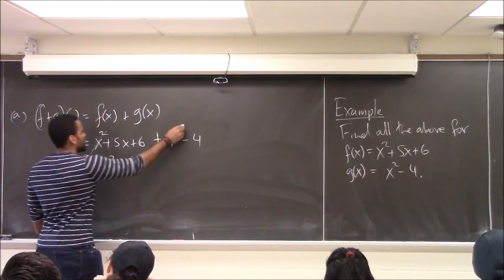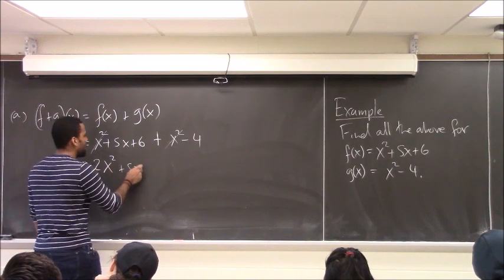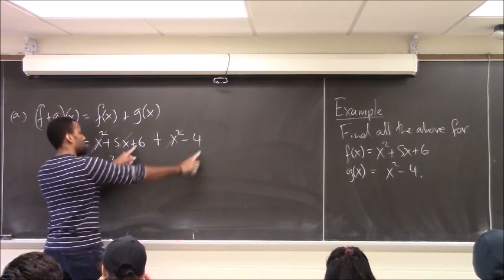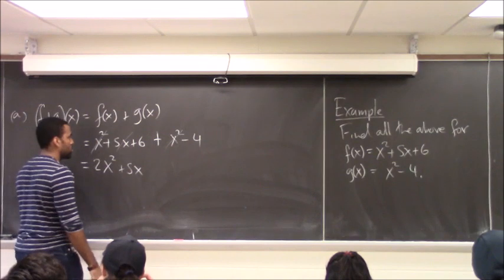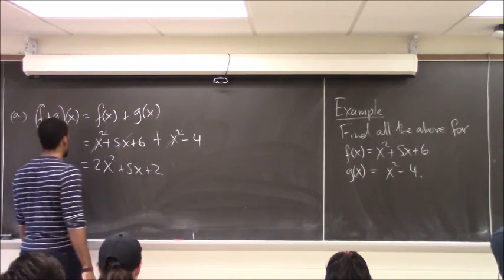So you can combine the x squares. There's only one 5x, so nothing to combine that with. The 4 and the minus 4 and the 6 are also like terms. You combine those to get 2.